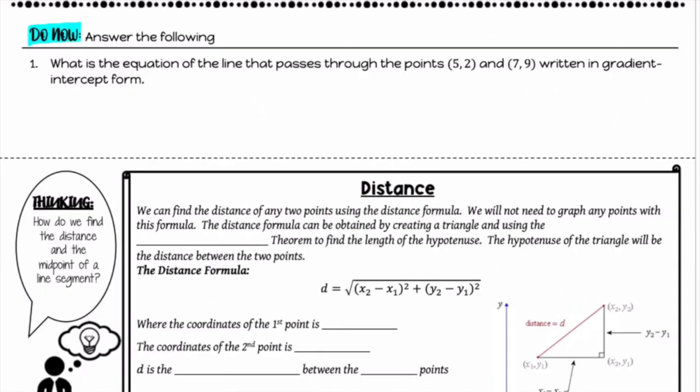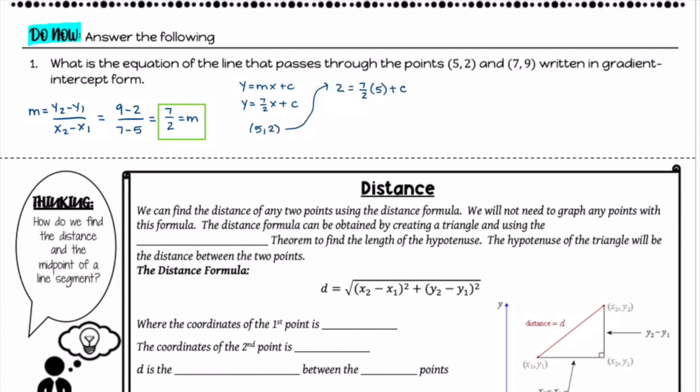What is the equation of the line that passes through the points (5, 2) and (7, 9), written in gradient intercept form? So try this out, write your equation in the given form, and we will check ourselves after. Alright, so the equation of this line should be y equals 7 over 2 x minus 31 over 2.